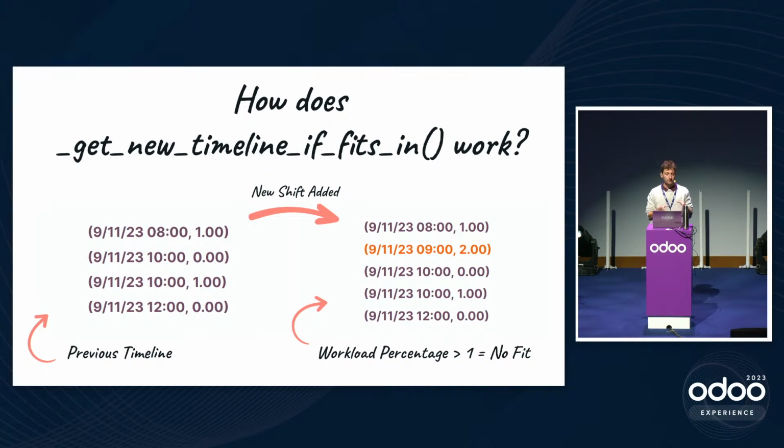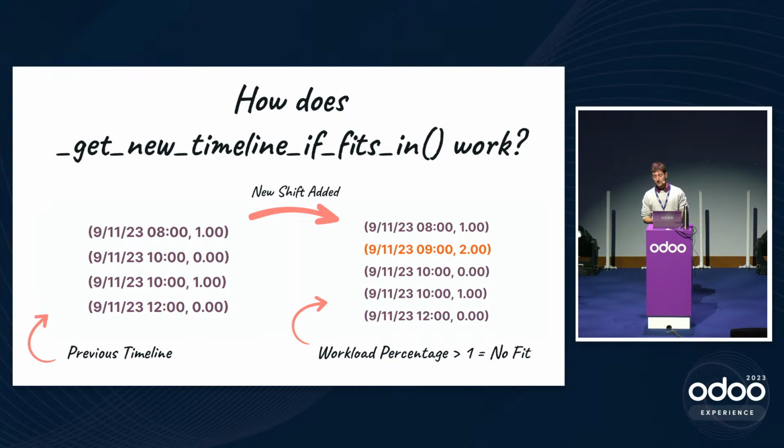As you can see, we have the same timeline from before, but now we're adding a new shift from 9 to 10, a 1-hour shift again. We have a new entry in our tuples for 9 a.m., which now increases the workload percentage from 1 to 2. That basically means that the shift doesn't fit in this timeline, so if that's the case, we return false.